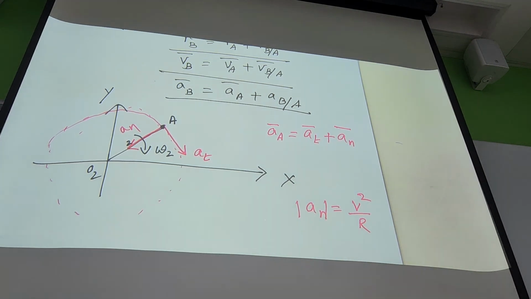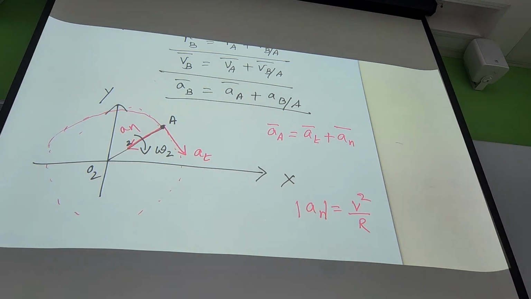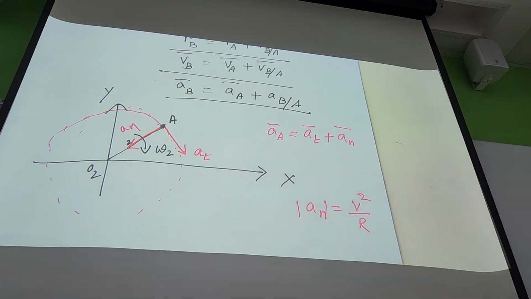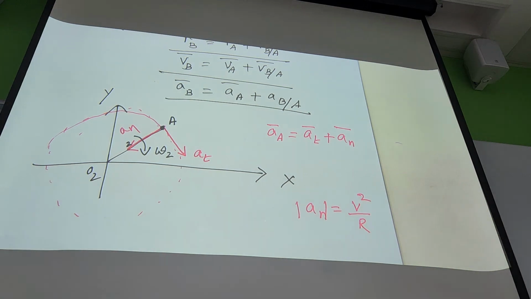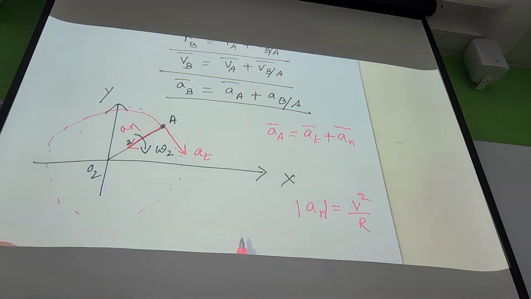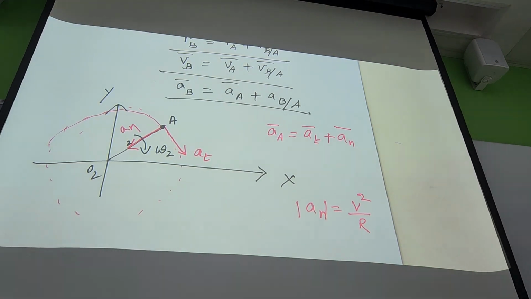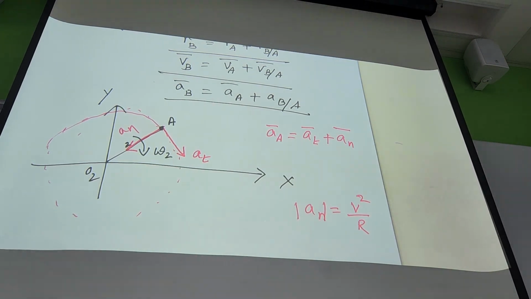Now, for example, a slider. The slider is not rotating, but it is only moving in a particular horizontal direction or along the incline. So the slider will have only tangential acceleration. There is no normal acceleration. So if there is a slider, it has only tangential acceleration.